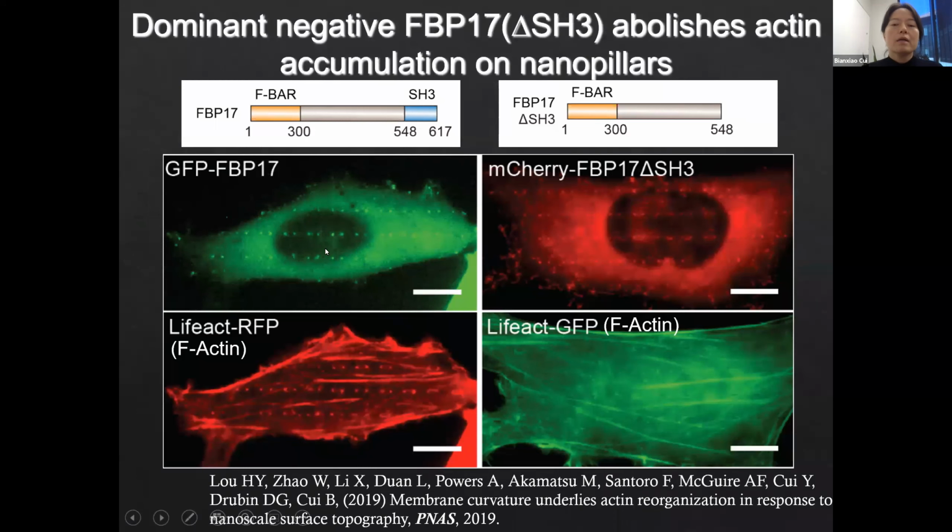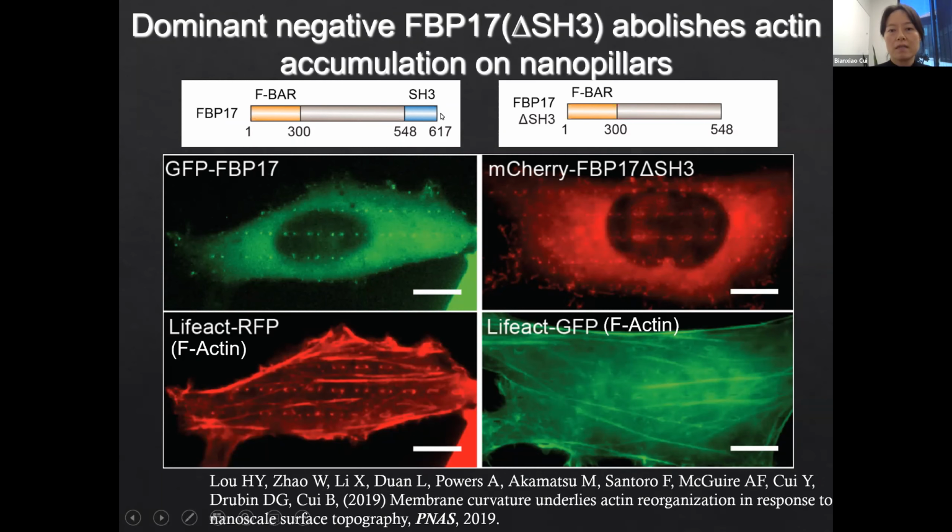Again, to validate that FBP17 is really the reason why actin preferentially accumulates on the nanopillars or high curvature locations, we constructed a dominant active FBP17. FBP17 has 3 domains. The F-BAR domain senses membrane curvature. It's a very well-known curvature sensing protein. And the SH3 domain induces the activation of downstream signaling.